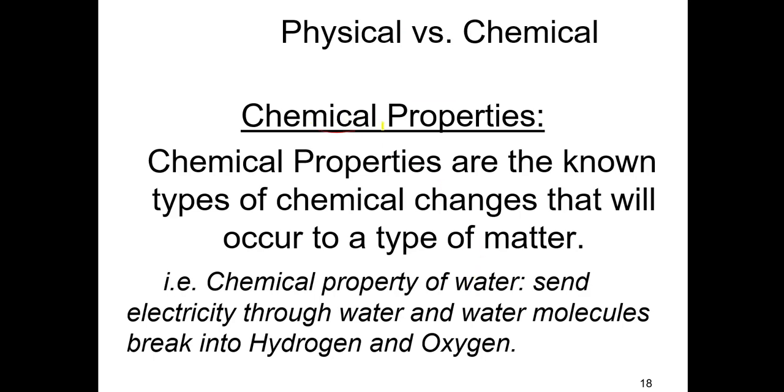Now, chemical properties are known types of chemical changes. They're not ones we made up. They're ones that occur in nature or occur in a laboratory that we can actually do. And I've already given you one actual chemical property of water, and that's electrolysis, where we send electricity through the water, and the water breaks up into hydrogen and oxygen. Technically, it's hydrogen gas and oxygen gas.